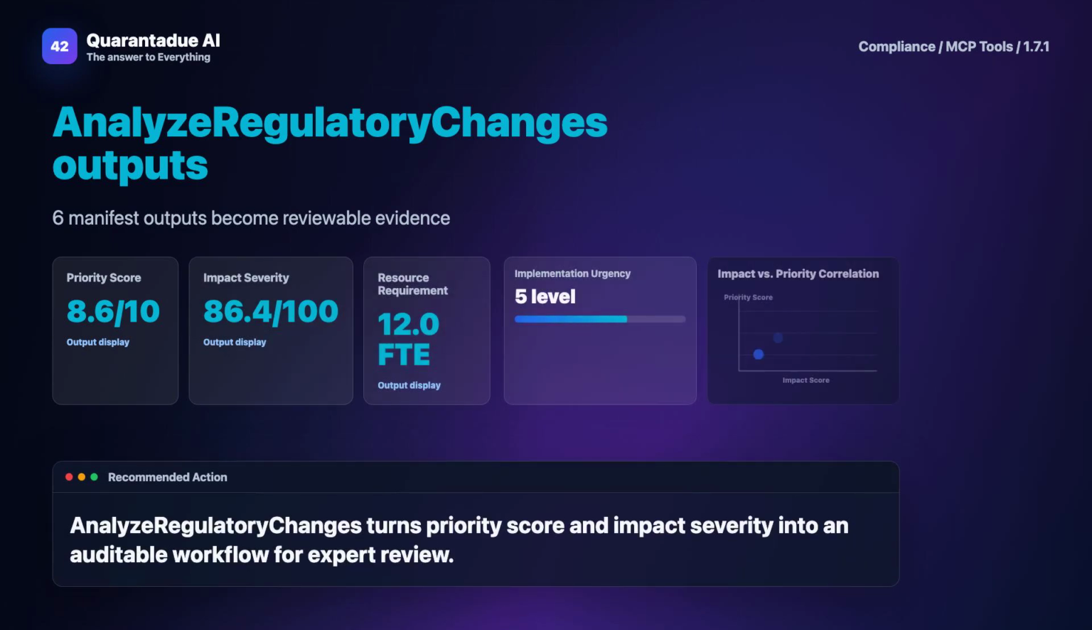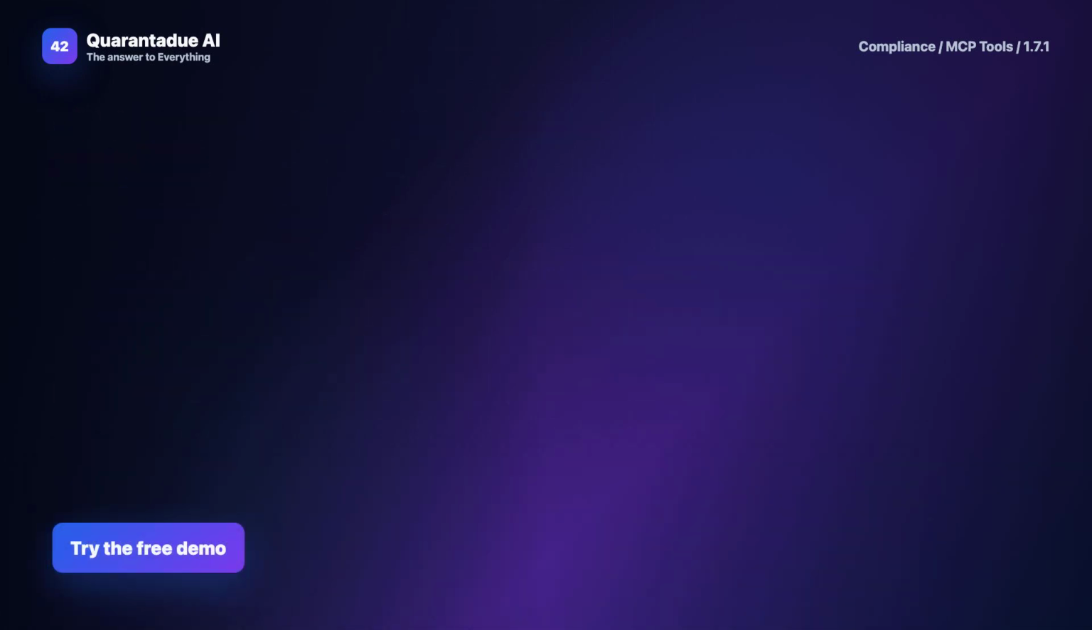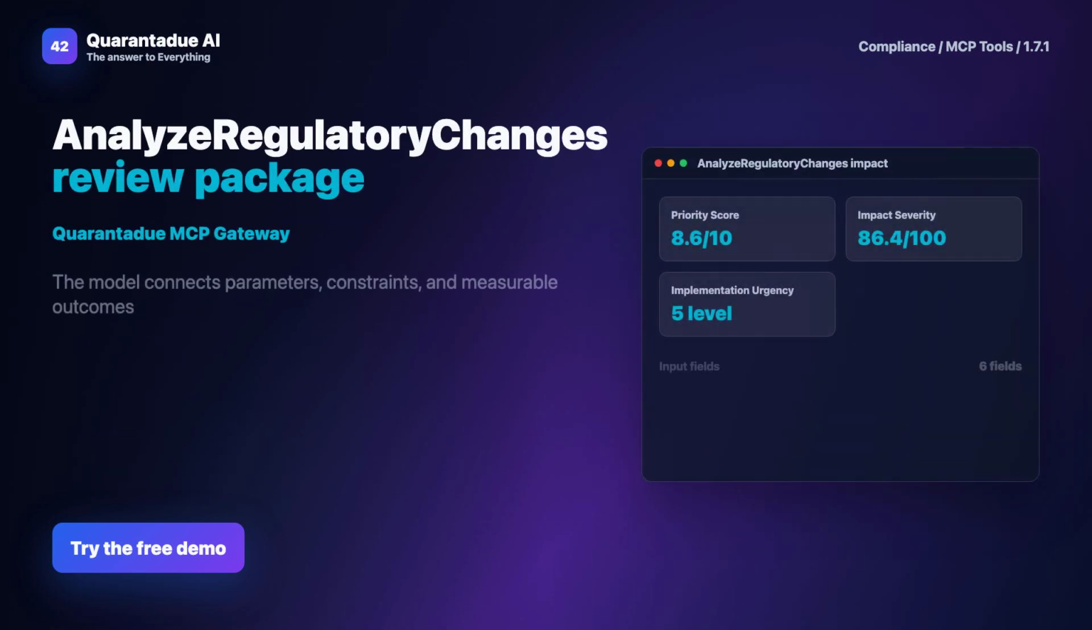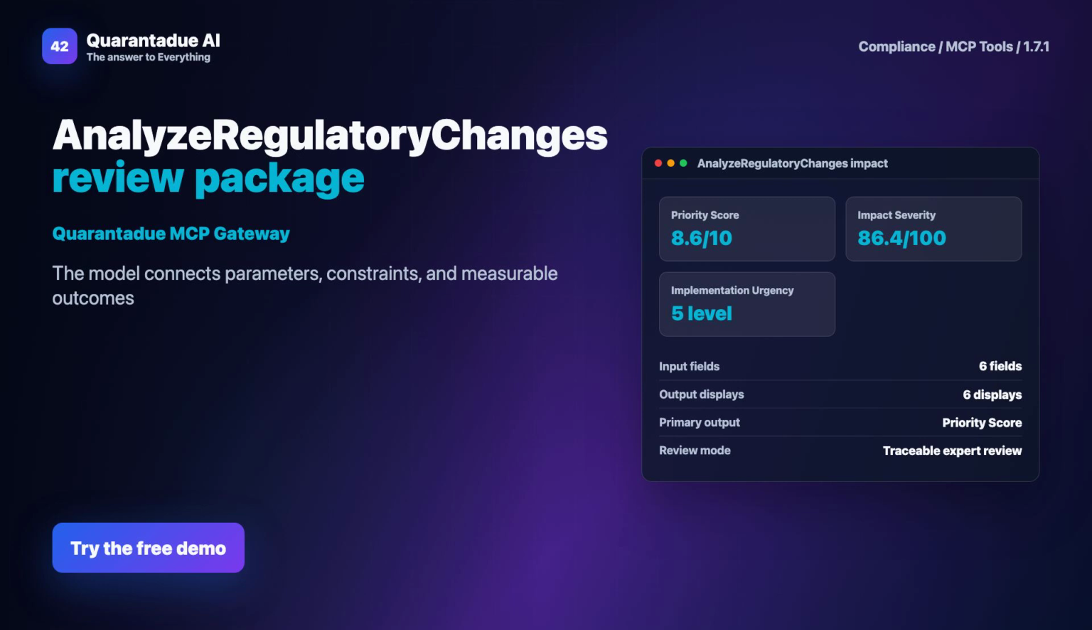Analyze regulatory changes returns structured outputs such as priority score, impact severity, implementation urgency, resource requirement, and impact versus priority correlation. These outputs are designed to support review, reporting, comparison, and follow-up actions. The value of analyze regulatory changes is not just automation. It is a controlled way to turn repeated compliance work into a documented business process with clear inputs, transparent logic, and reusable outputs.